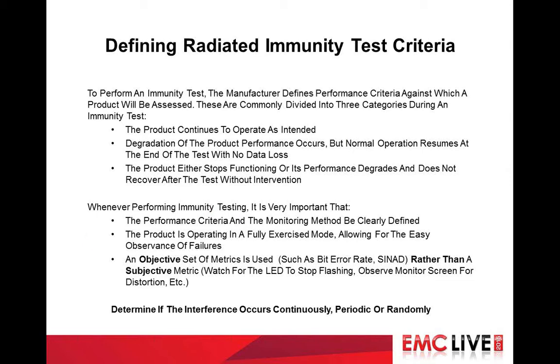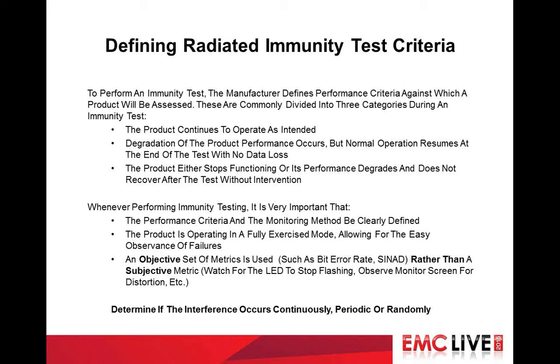To perform an immunity test, the manufacturer defines performance criteria against which a product will be assessed. These are commonly divided into three categories. The first condition: the product continuously operates as intended. The second condition: the product performance degrades, however normal operation resumes throughout the test with no data loss. Or the third condition: the product stops functioning or performance degrades and does not recover after the test.